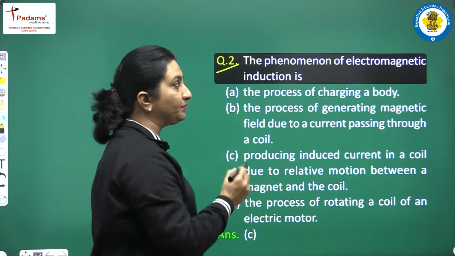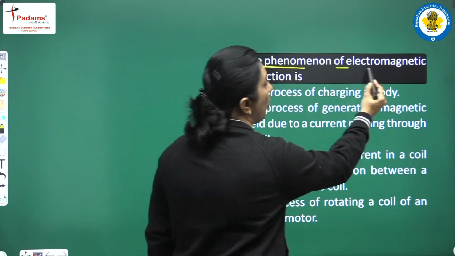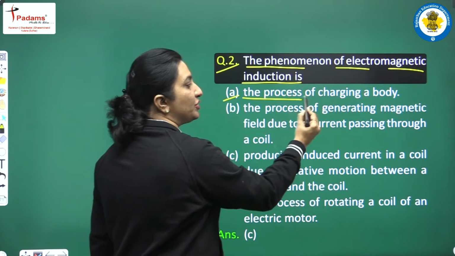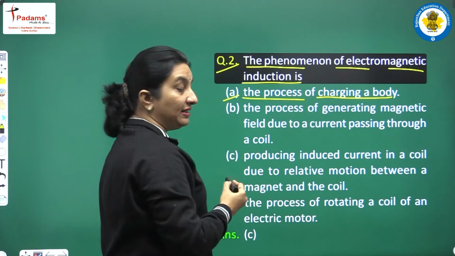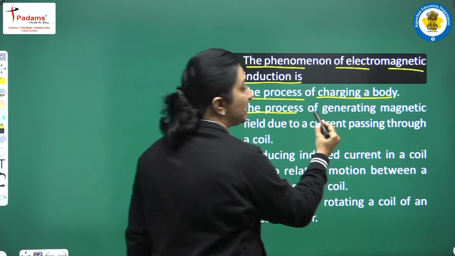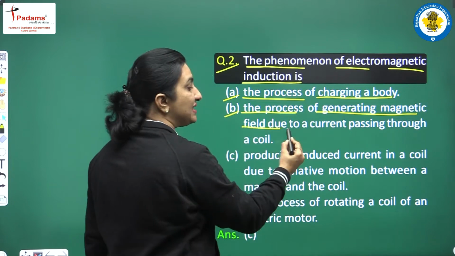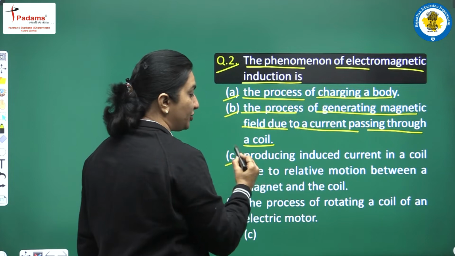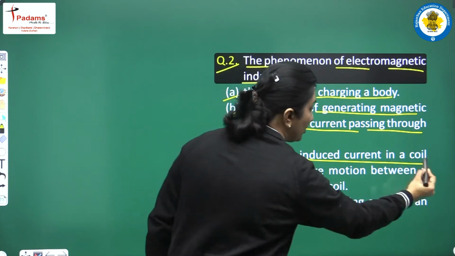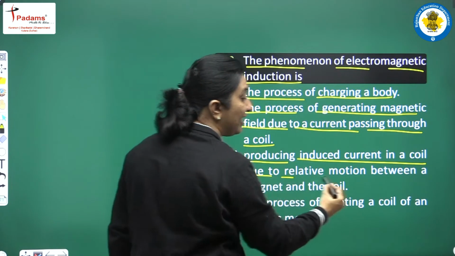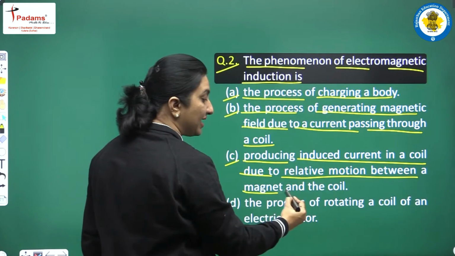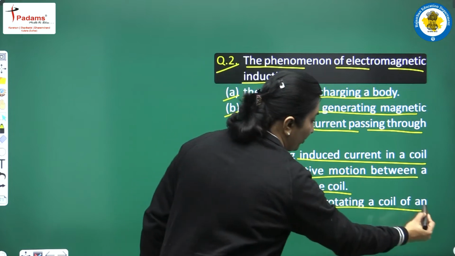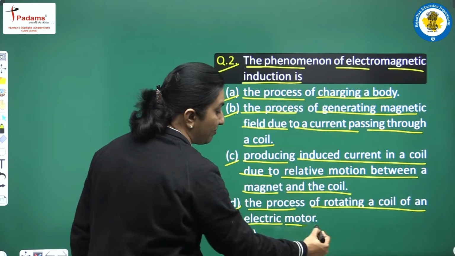Question number 2. The phenomenon of electromagnetic induction is A, the process of charging a body. Option B, the process of generating magnetic field due to a current passing through a coil. Option C, producing induced current in a coil due to the relative motion between a magnet and the coil. And option D, the process of rotating a coil of an electric motor.